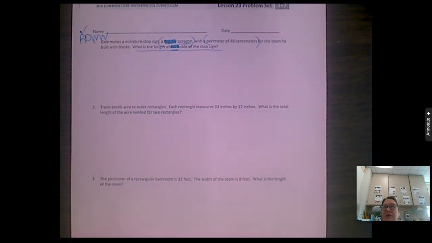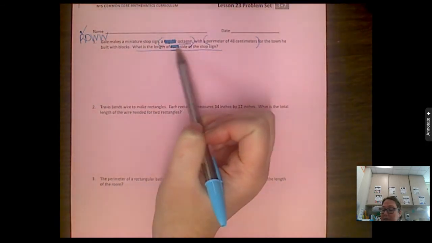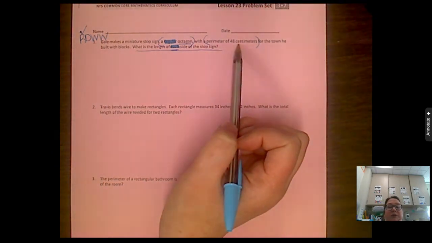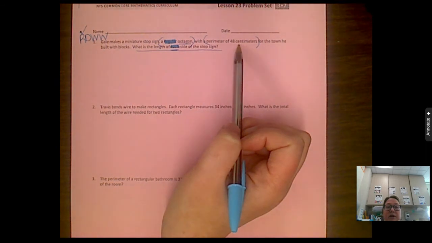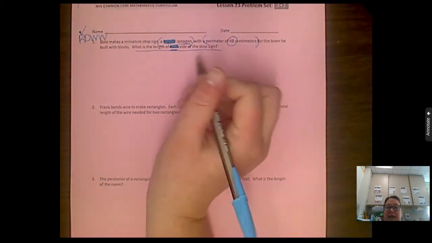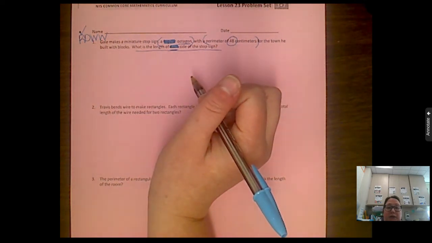So we need to think to ourselves, do we know the total? Because if we know the total, then we are going to divide. If we don't know the total, we're going to multiply. So if I look back through, he made a miniature stop sign, regular octagon with a perimeter of 48 centimeters. So is this 48 centimeters the total or is that one of the sides? This would be the total, right? Because the perimeter is 48, so the distance around the outside of that octagon is 48, so that would be the total, okay? All right, so let's go ahead and do our draw.